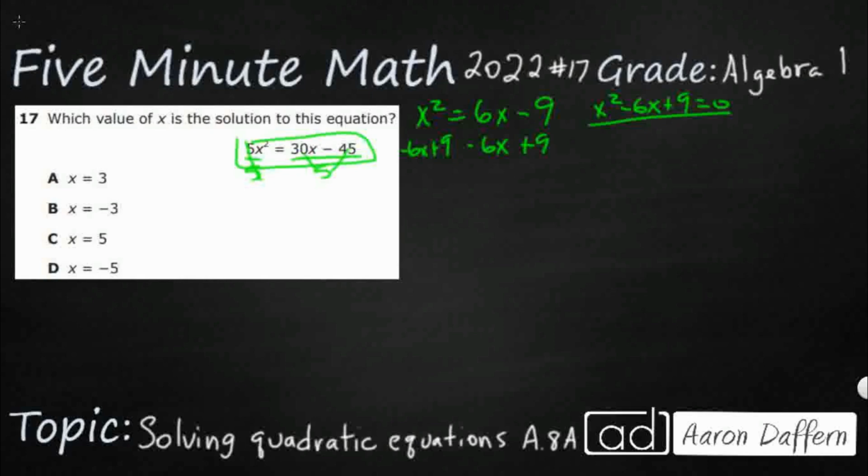So now we can do a few things here. Let's use our quadratic equation first. Right? So this is going to be ax squared plus bx plus c equals 0. So my a equals 1, that's good. b equals negative 6, and then c equals 9.